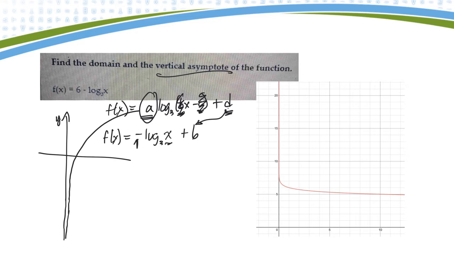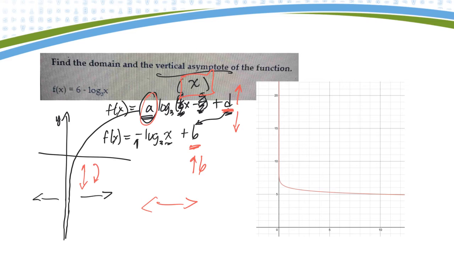I guess knowing that there's no X transformations, those are the ones that happen inside the brackets there. Since there's no X transformations, the graph is not going to move this way or this way. The only thing that A will do is either stretch it this way or flip it over. And D, the only thing it does is move things up or down. In this case, it's going to move things up 6 units. So really the X values, the left and right, don't change at all.